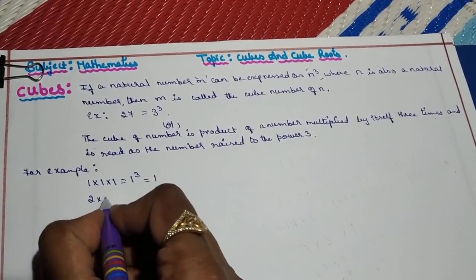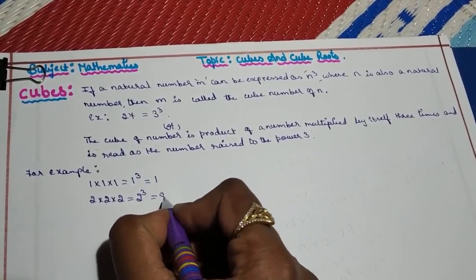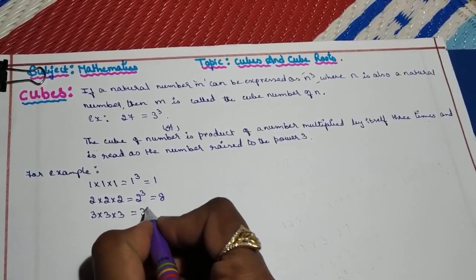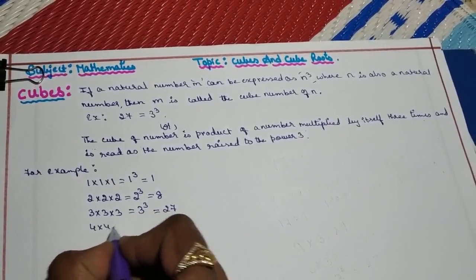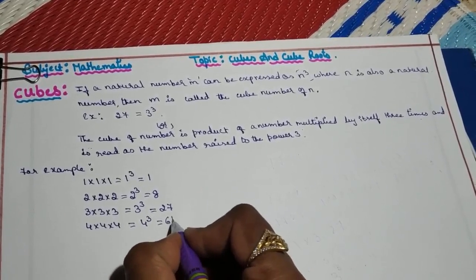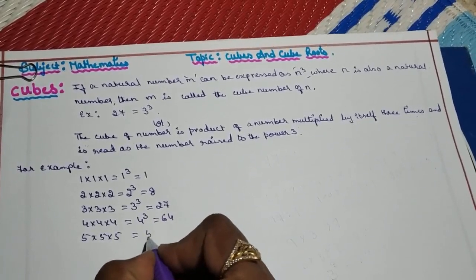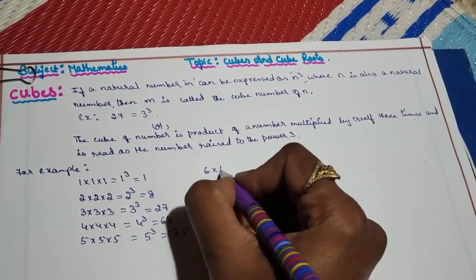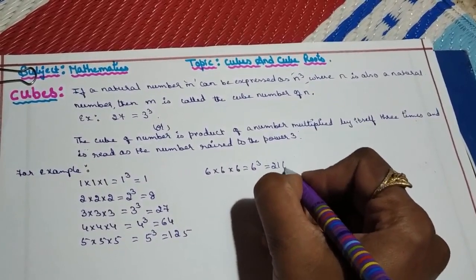Then 2 into 2 into 2 is 2 cube, and its value is 8. Then 3 into 3 into 3 equals 3 cube, and its value is 27. Then 4 into 4 into 4 equals 4 cube, and its product is 64. 5 into 5 into 5 equals 5 cube, and its product is 125. Then 6 into 6 into 6 equals 6 cube, and its product is 216.